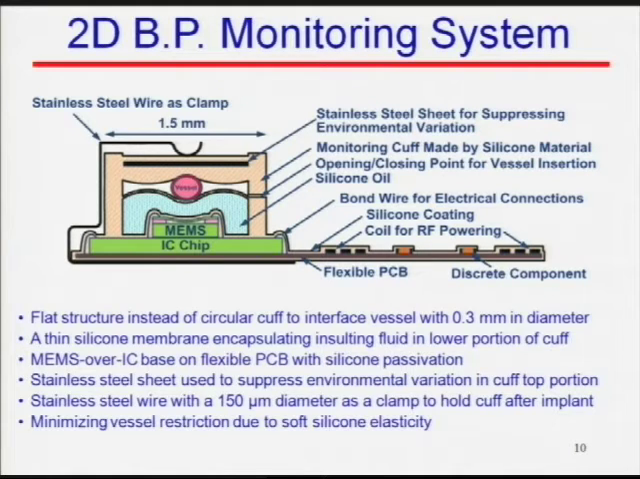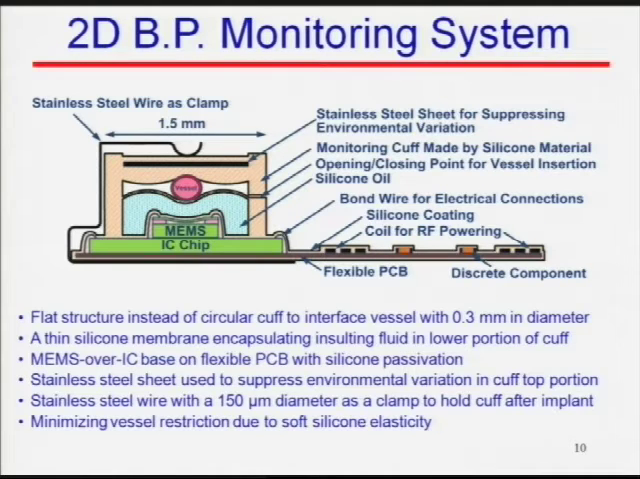My graduate student Pen Kang spent years developing this type of cuff and also the implantable electronics. We built a circular cuff as I showed earlier. It turns out that circular cuffs only work for large animals with relatively large vessel diameters, on the order of a millimeter or 2 millimeters. But for small animals such as genetically engineered mice, the vessel diameter is only about 0.2 or 0.3 millimeter. So the circular cuff couldn't be used effectively to measure the blood pressure.